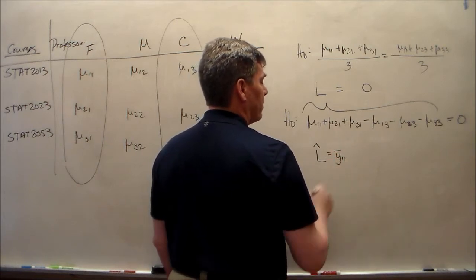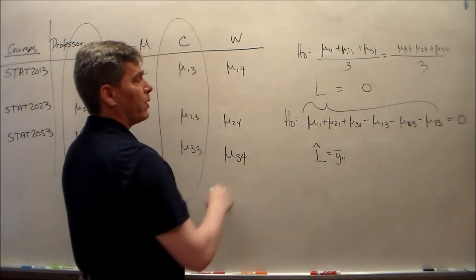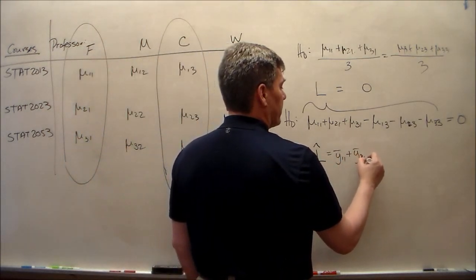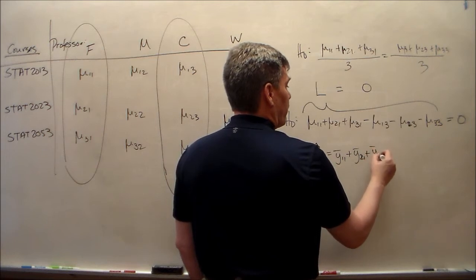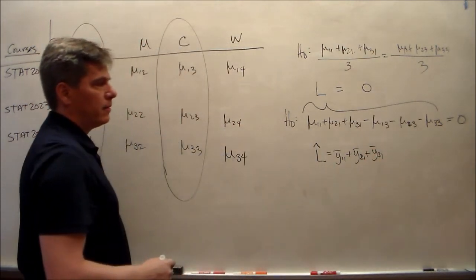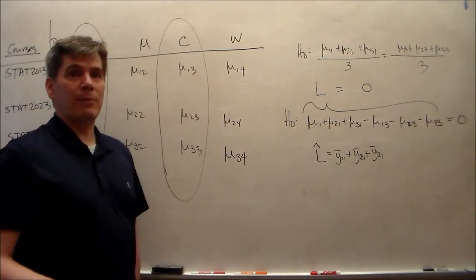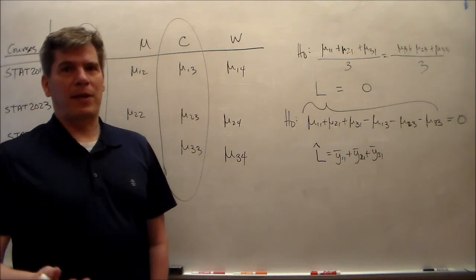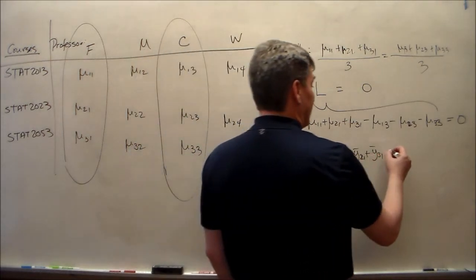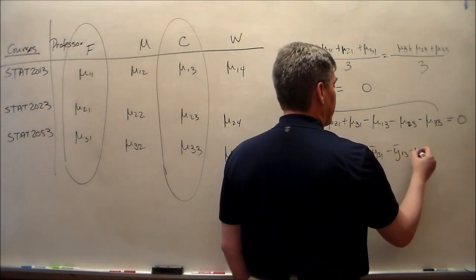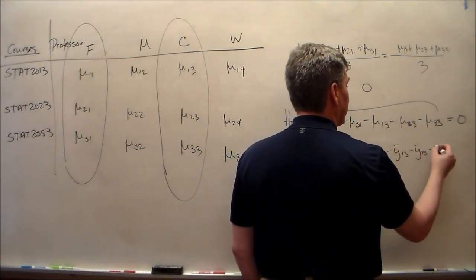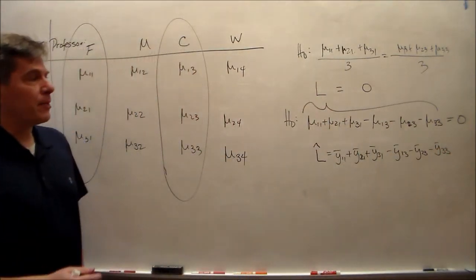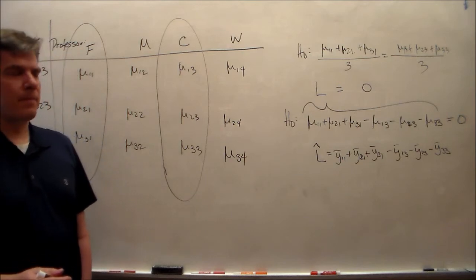y bar 1-1, that's for mu 1-1, plus y bar 2-1, plus y bar 3-1. Notice every place we see mu, we're substituting in y bar. Sample mean is our unbiased estimator of the population mean. Minus y bar 1-3 minus y bar 2-3 minus y bar 3-3. That is our observed statistic.